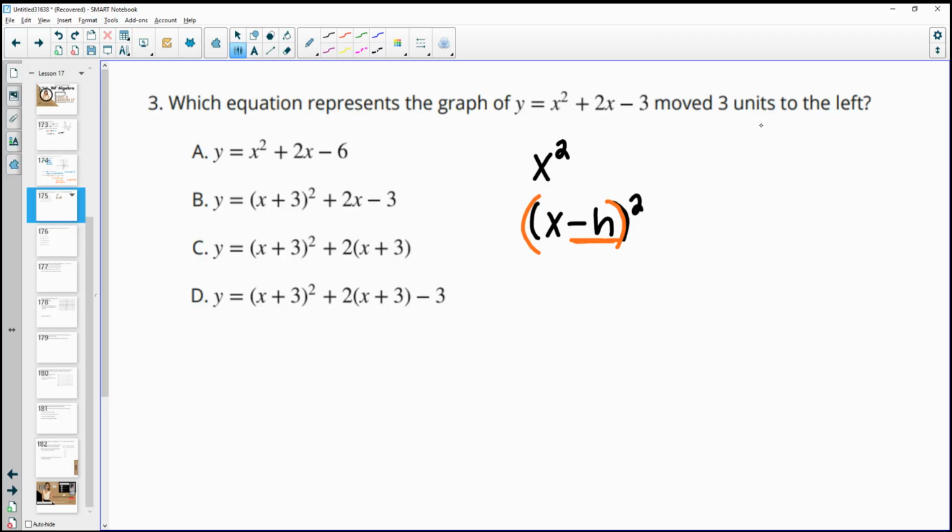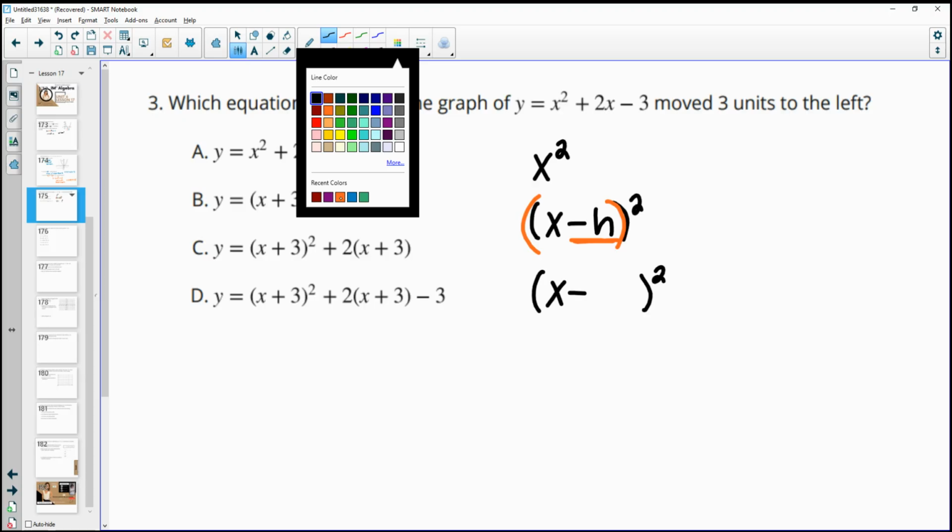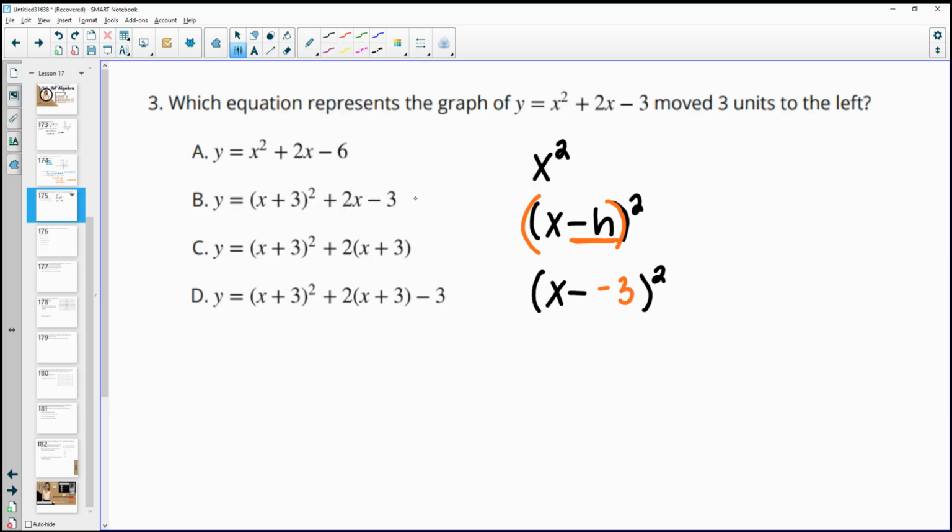So 3 units to the left would mean that this h value is going to be a -3. So we would have x minus -3 in here. And that's going to look like x plus 3, because minus a minus is plus. So everywhere we see an x in our original equation, it needs to switch to x plus 3.